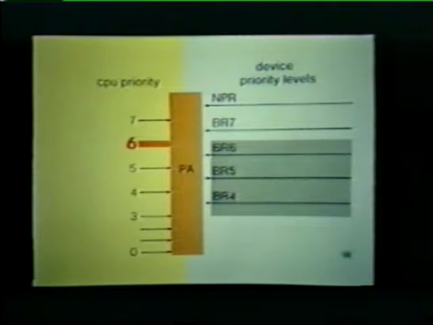We can use the CPU's priority to block out or mask bus requests from devices at the same priority level or at lower levels. For example, when the CPU's priority is set to level 6, all bus requests appearing on BR4, BR5, and BR6 are ignored. This allows the CPU to hold off servicing lower priority tasks until the more critical tasks are completed.